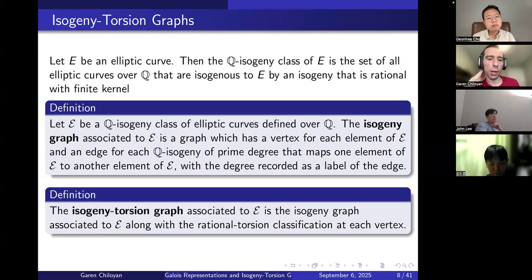And so isogeny-torsion graphs are exactly the same thing as an isogeny graph. But now, not only do we write the vertex as just some basic elliptic curve, we also write the vertex as its torsion subgroup.